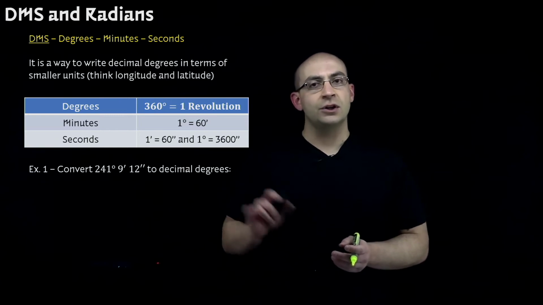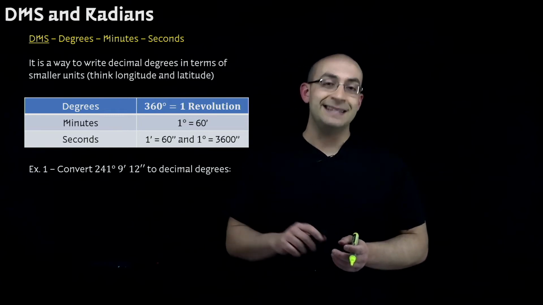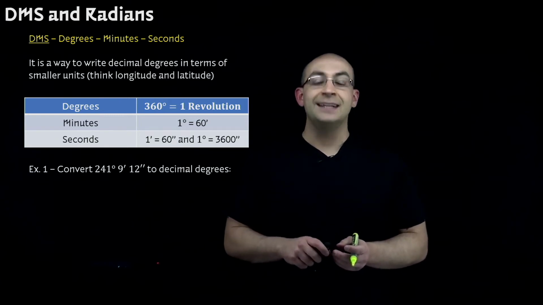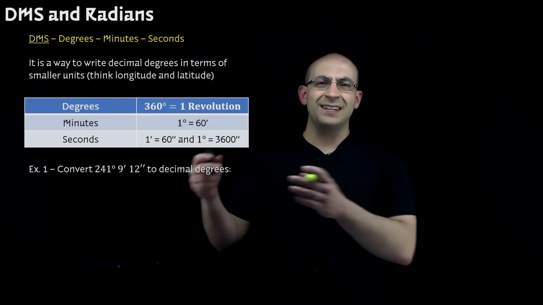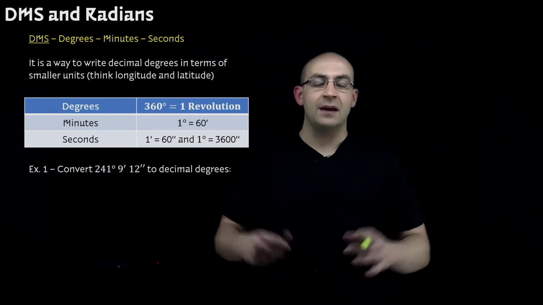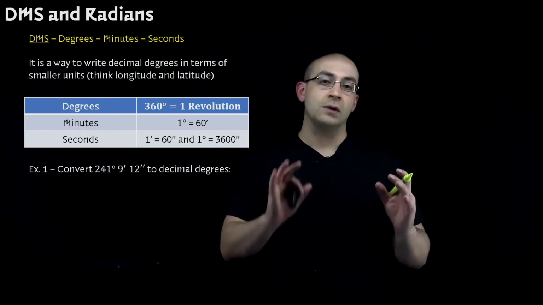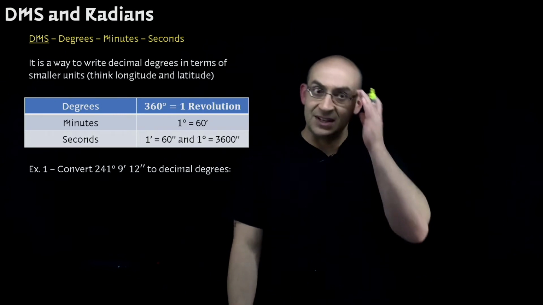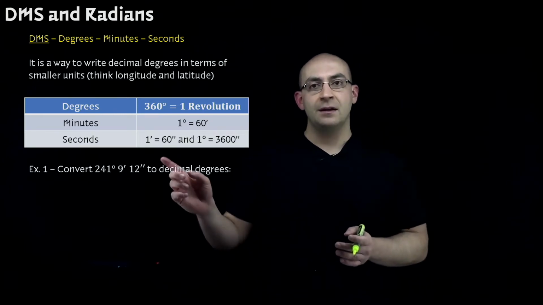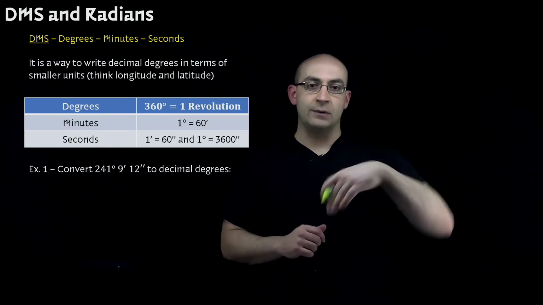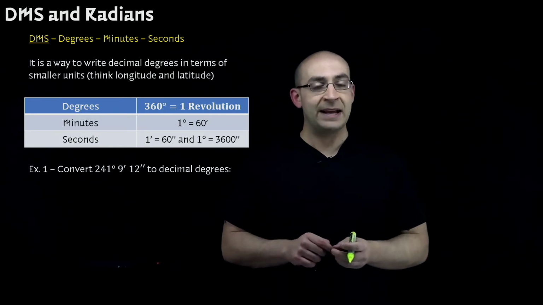We're going to convert 241 degrees, 9 minutes, and 12 seconds to decimal degrees. Meaning we're going to take that one clunky looking thing and move it into one overall degree measurement. Now let's think about this from a logistical standpoint. 241 degrees around a circle or an angle is a pretty big angle.